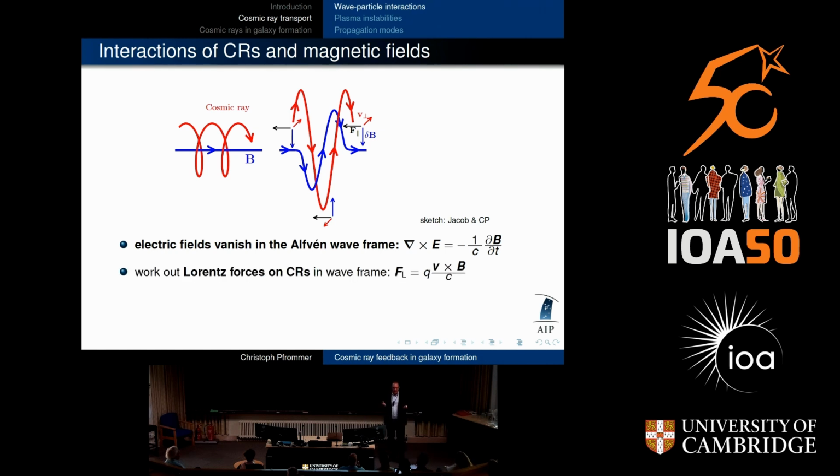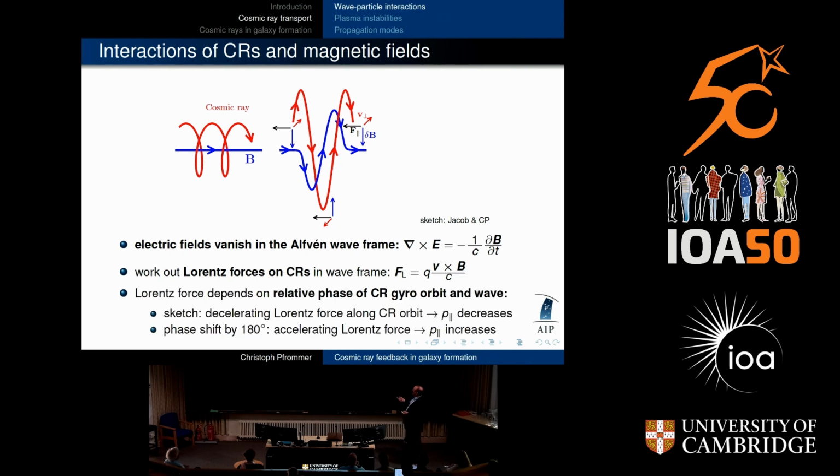Now, we have worked out the Lorentz force of these cosmic rays, and we saw that this is always decelerating along the entire orbit of the cosmic rays. And obviously, it depends on the relative phase of these cosmic rays. So, if we have a decelerating Lorentz force for this setup here, if we have a phase shift here, we have an accelerating Lorentz force, and the parallel momentum increases.